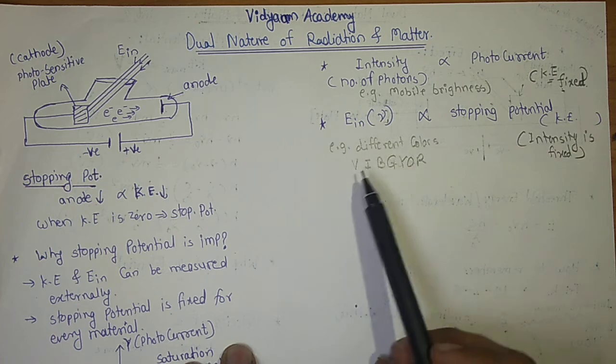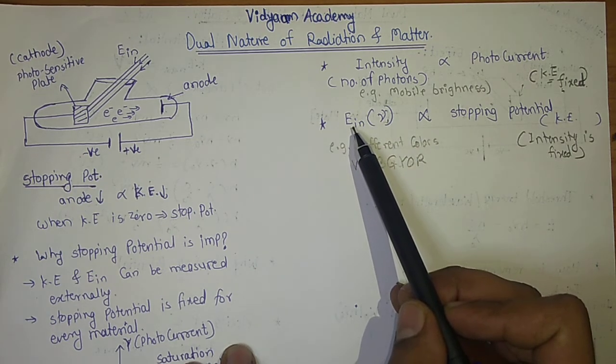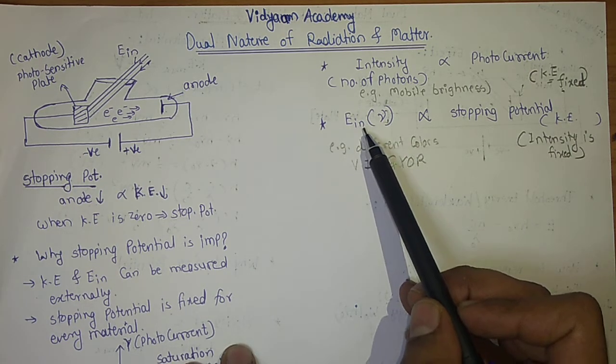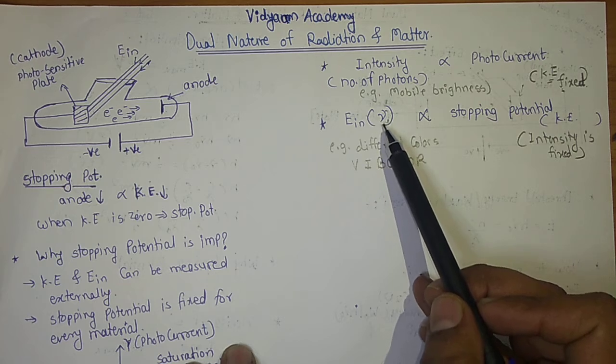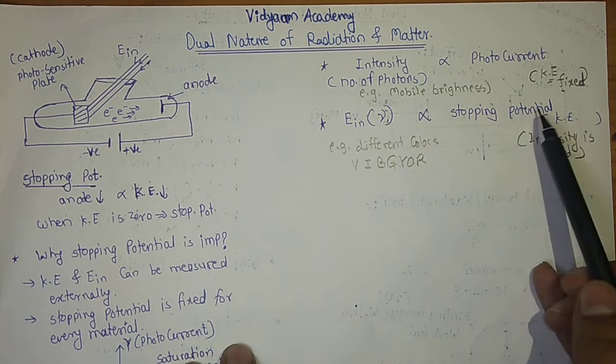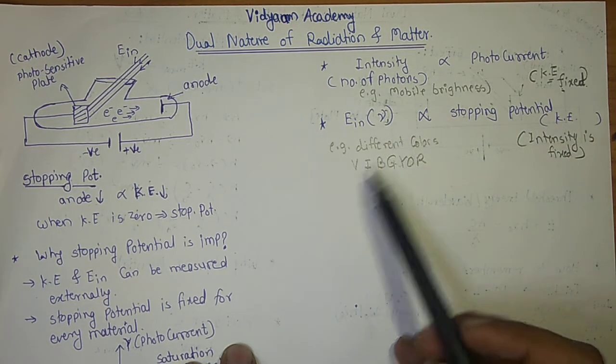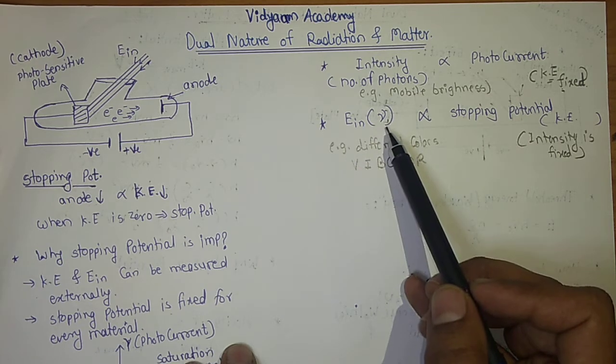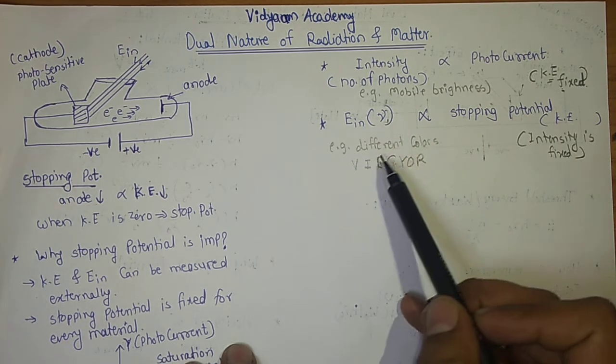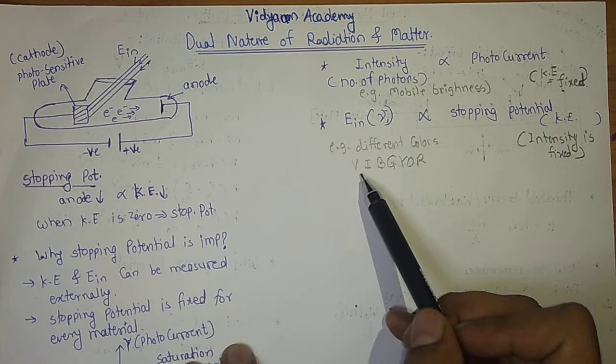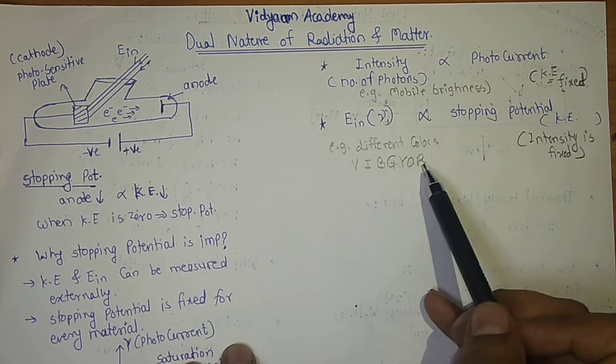Understood? Similarly, in the second case, your incident energy, that means frequency, is directly proportional to stopping potential. How? Your changing energy means what? You know, in the spectrum of visible light, there are different colors.